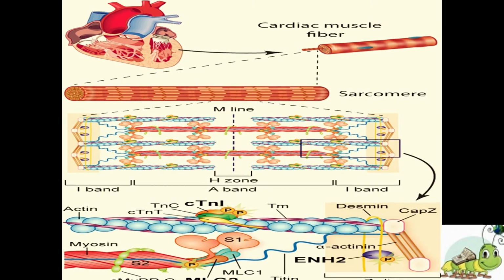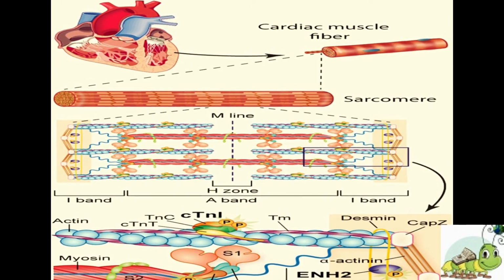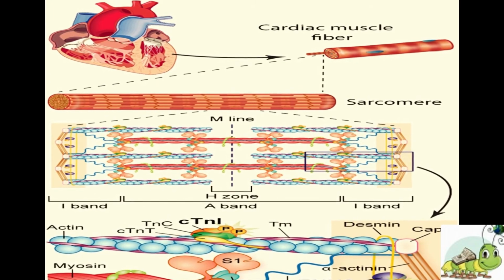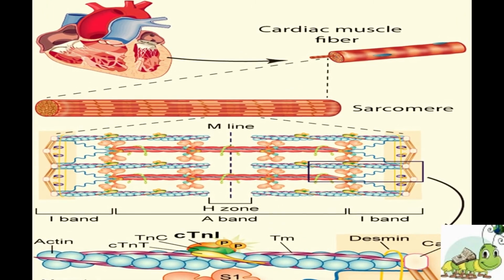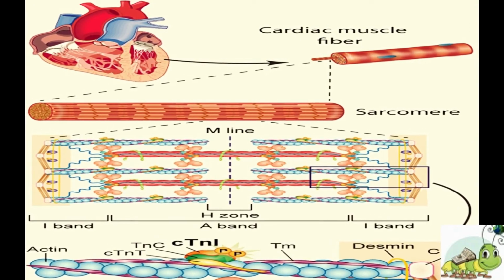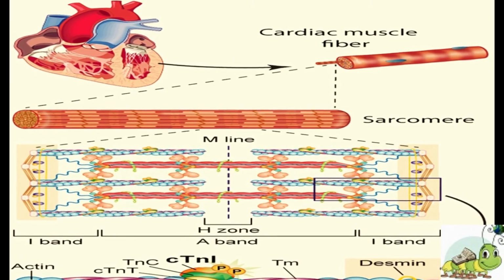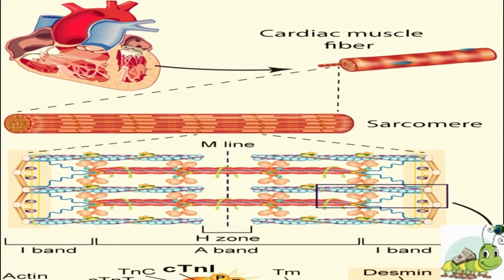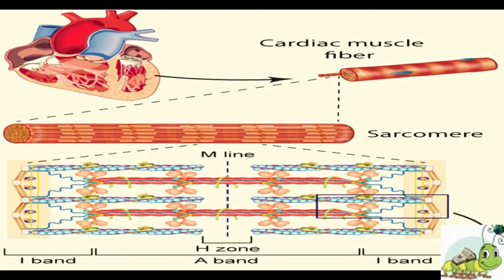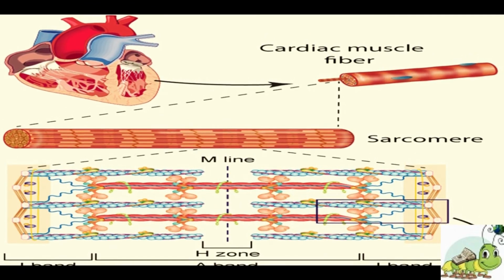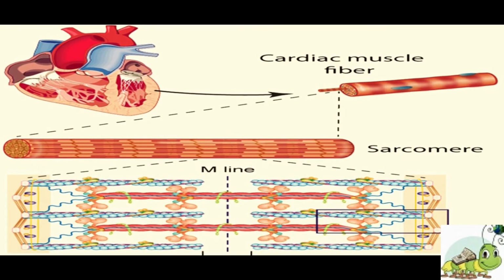Now, some important points of myocardial cell structure. Number 1, the sarcomere. Sarcomere is the contractile unit of the myocardial cell. It is similar to the contractile unit in skeletal muscle. Runs from Z line to Z line. Contains thick filament myosin and the thin filament actin, troponin, tropomyosin.